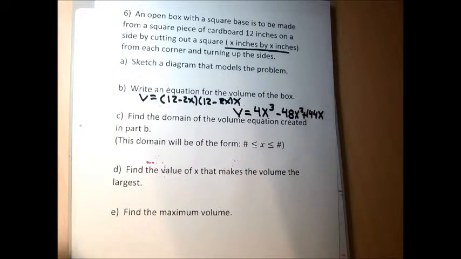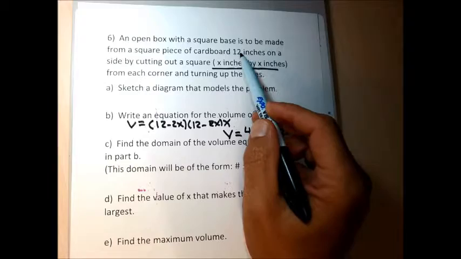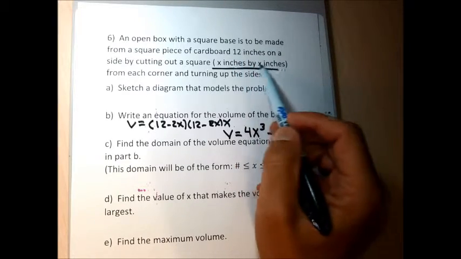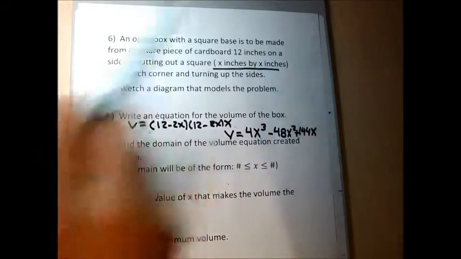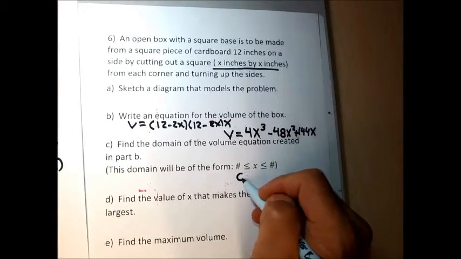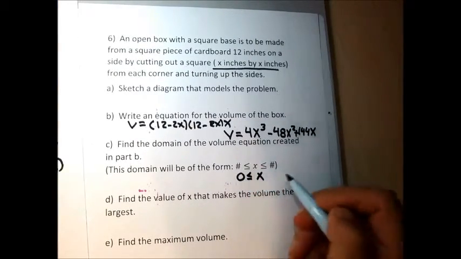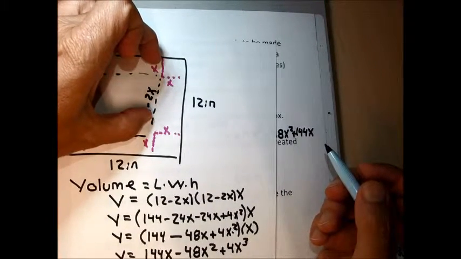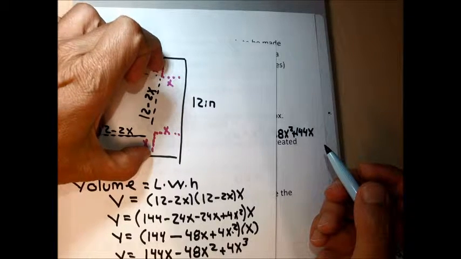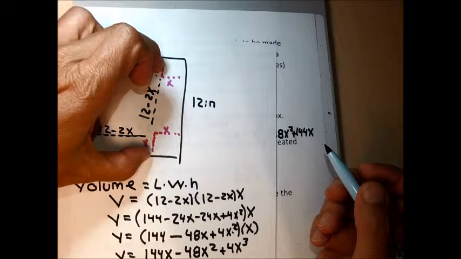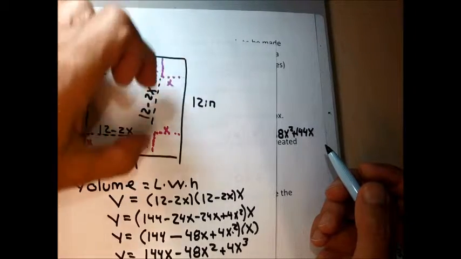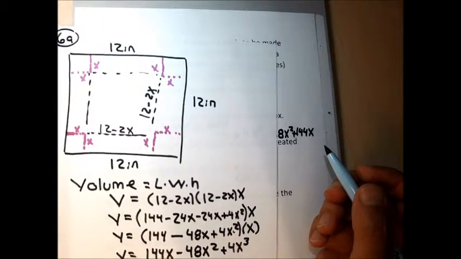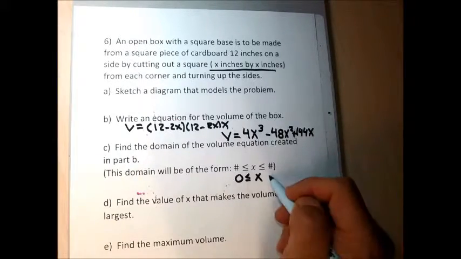What's the domain for this? Well, if my initial cardboard is 12 inches and I'm making cuts x by x inches, 0 would be the smallest. I couldn't do a cut that's less than 0. That would be doing no cut at all. And if my cuts were 6 inches, they'd cut the whole sides up. So I couldn't make a cut, because I'm making 2 cuts, I couldn't make a cut bigger than 6 inches because I have to be the same size. 2 6-inch cuts would cut the whole piece of paper together. So I know the maximum cut I can make is 6 inches.